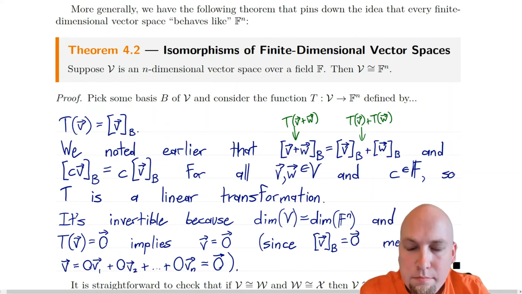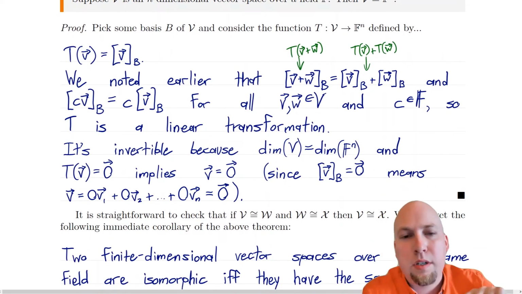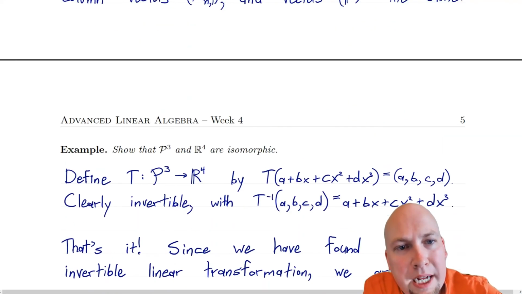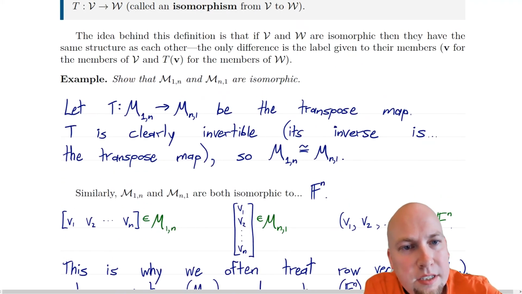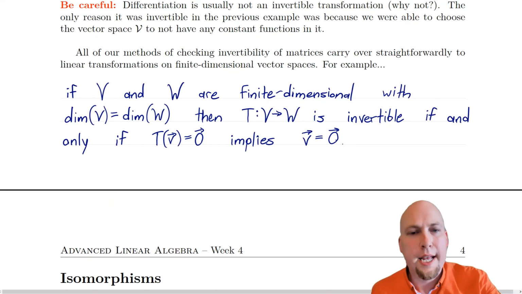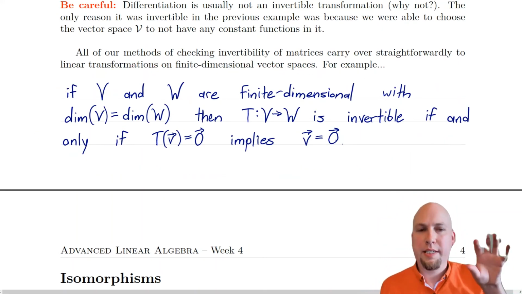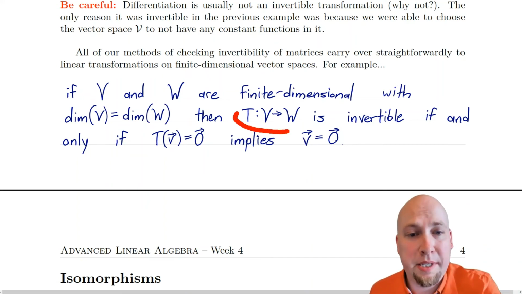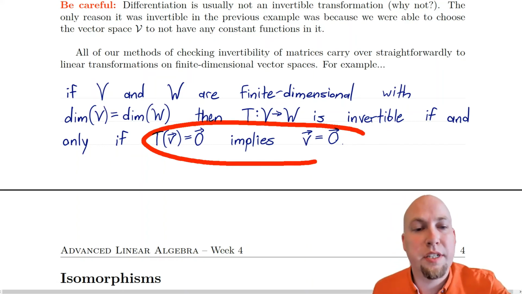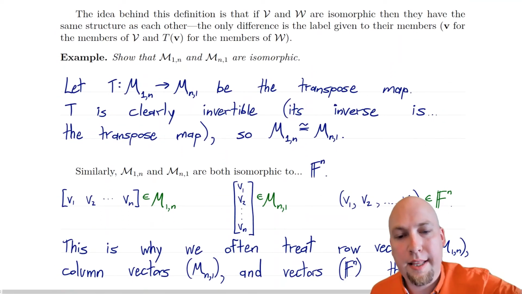The second thing we have to show is that this T, this function that sends a vector to its coordinate vector, is invertible. The way that I'm going to show this is, let's go back to the very end of last lecture, when we talked about invertibility of linear transformations. We mentioned this property here: if you have a linear transformation between two finite dimensional vector spaces with the same dimension, then that linear transformation is invertible if and only if T of v equals 0 implies v equals 0. That's a property we're going to use here. That's how we're going to show invertibility.